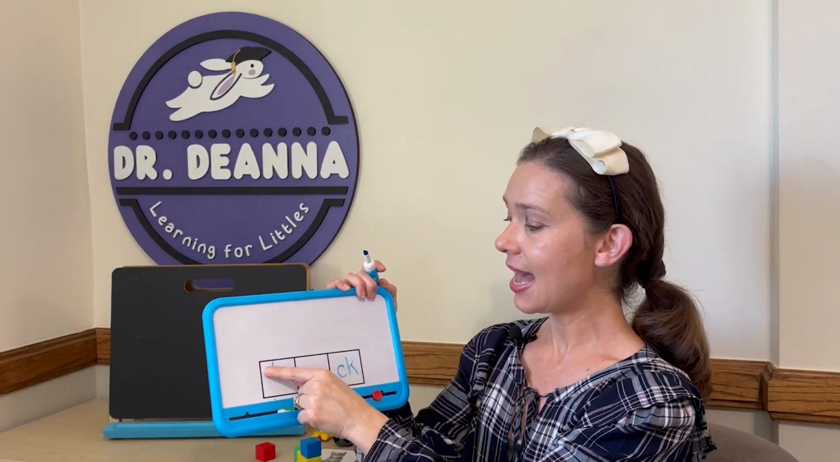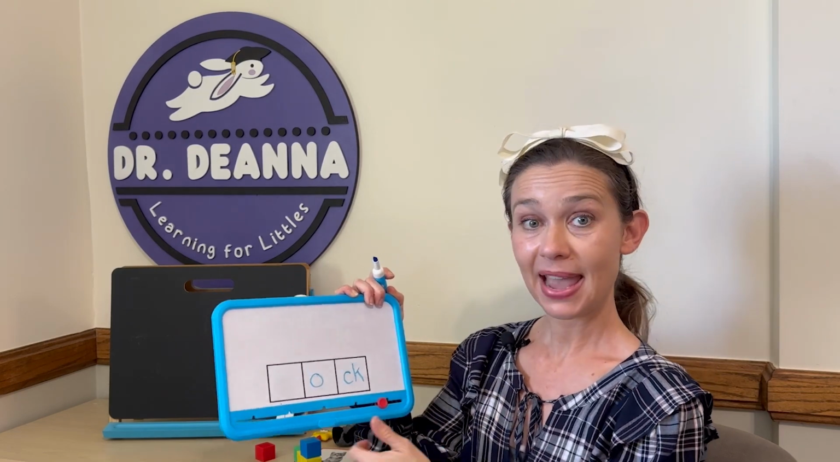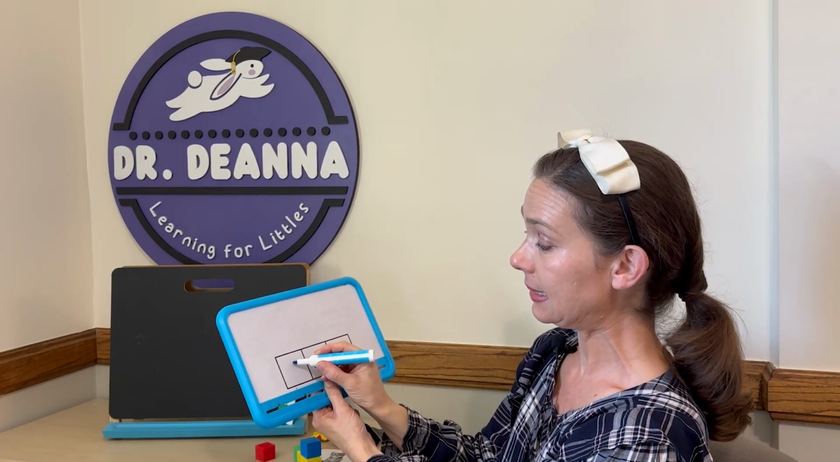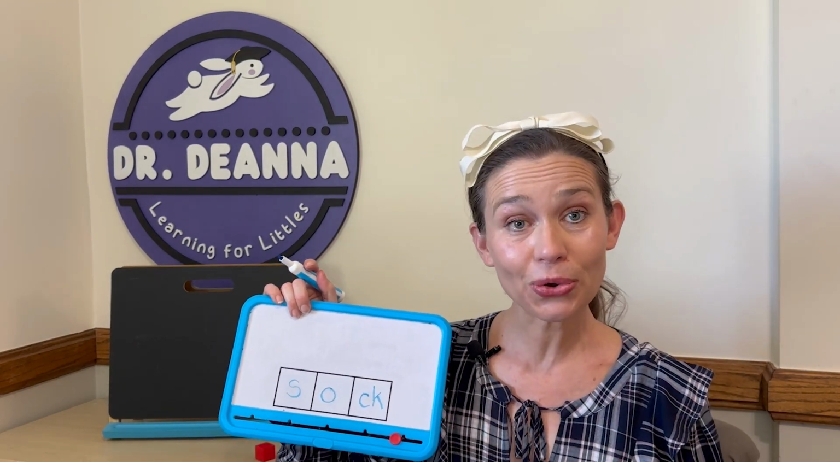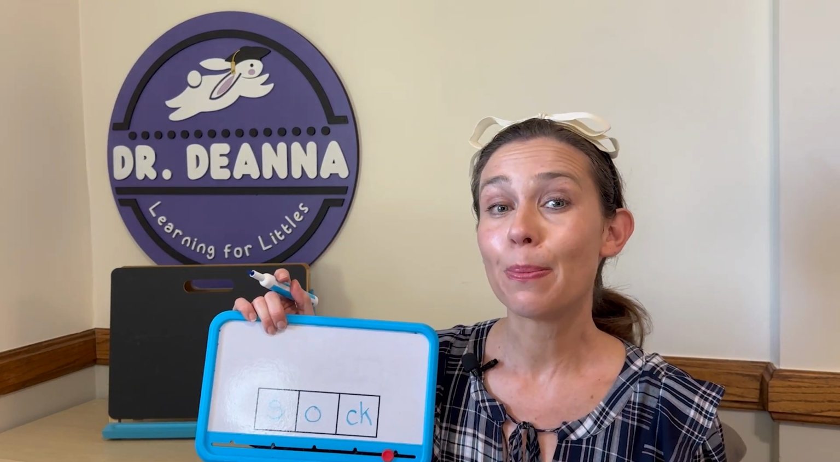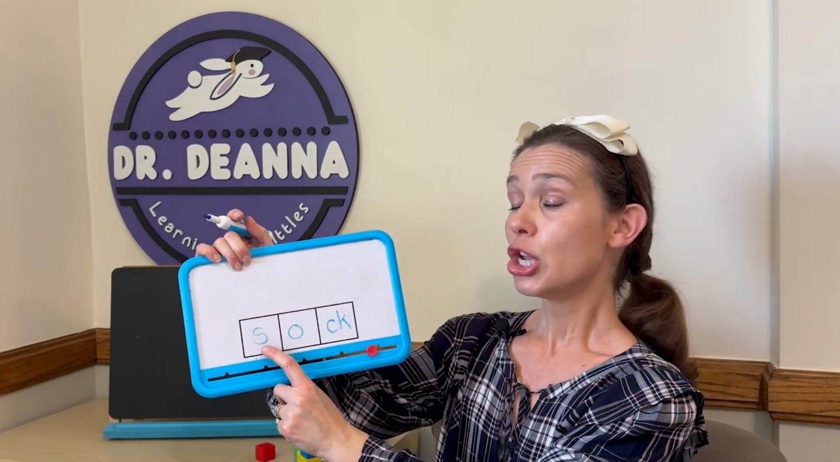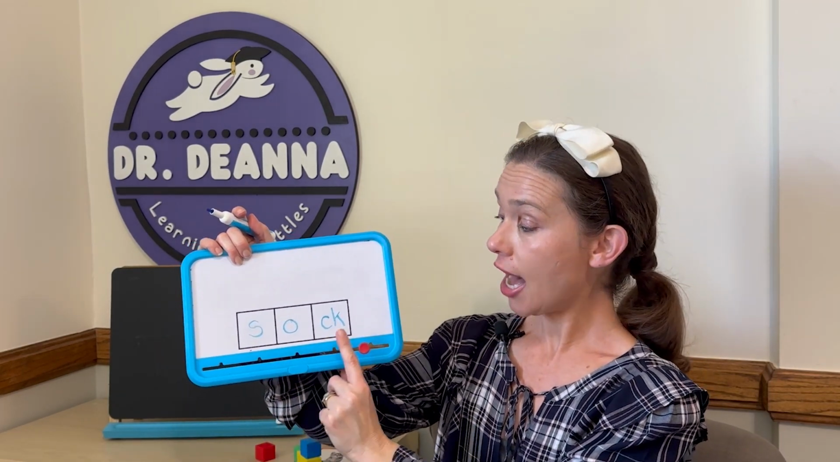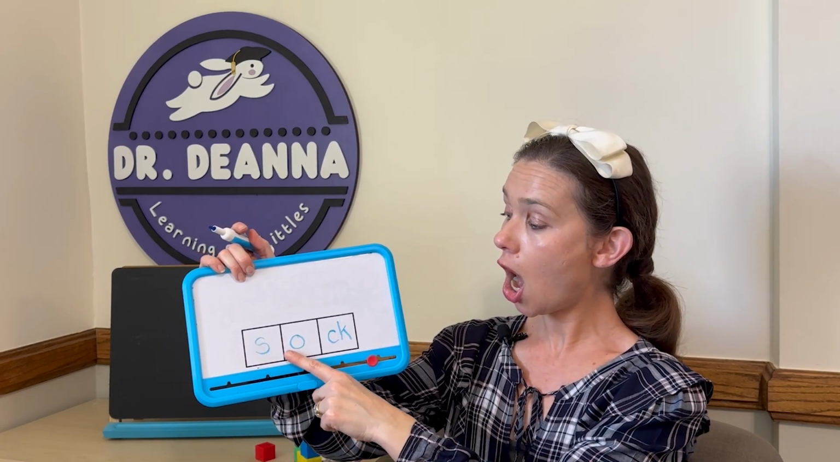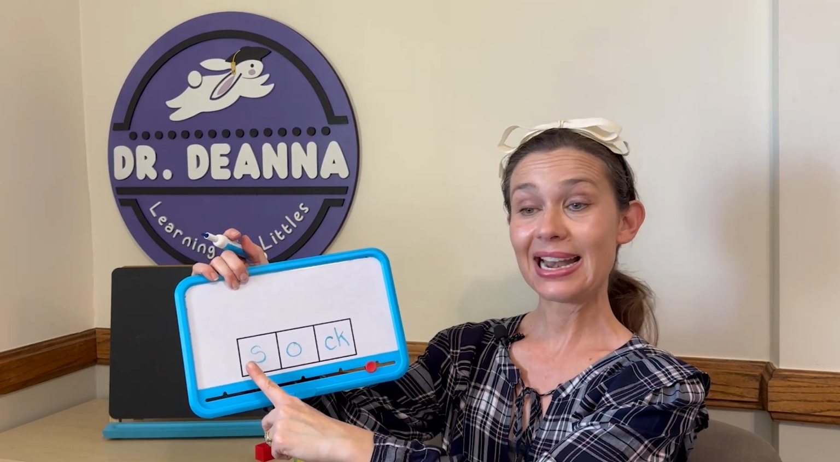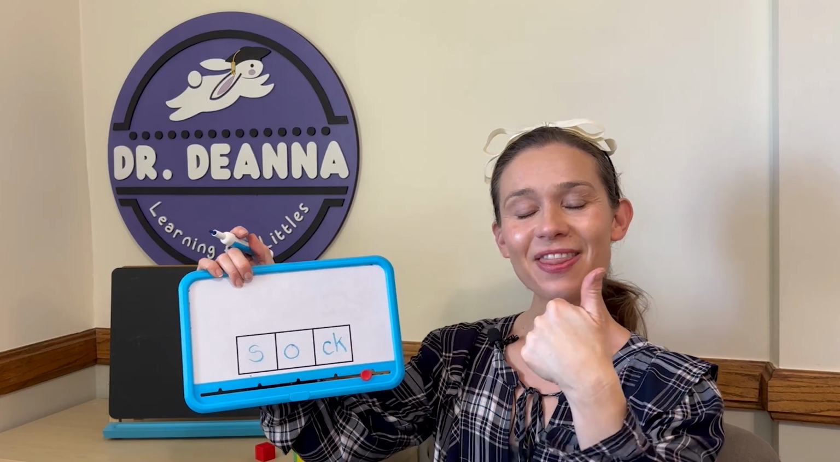Now, I bet if I change one sound, I can make a whole new word. If I take this L away and make it an s, which is the sound that goes with the letter S, I have a whole new word. Let's go ahead and blend this word together. S, ah, k. Now stretch it out. Sock. Blend it. Sock. Thumbs up.